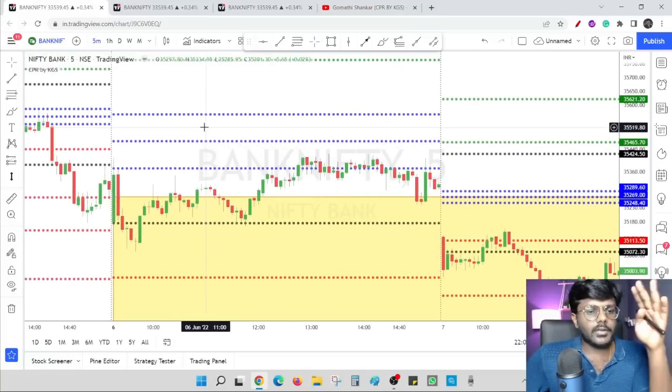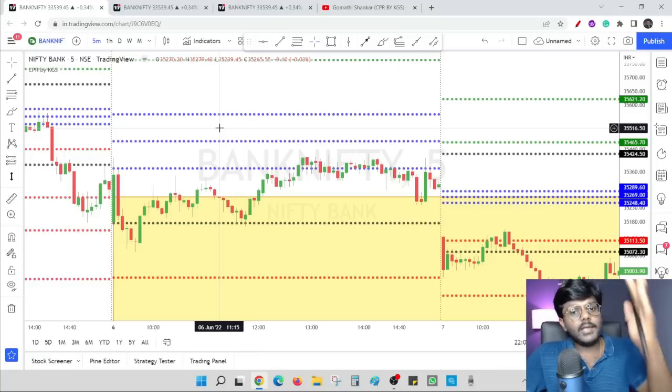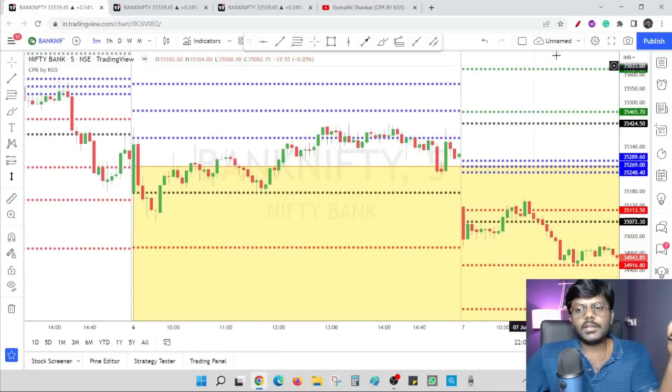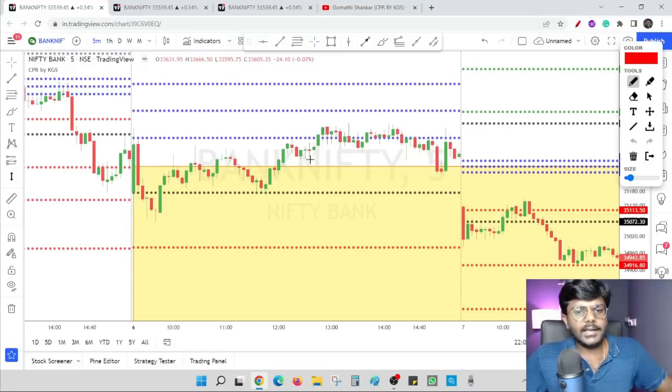Now on 6th of June, the prices are below daily CPR, so I will go for short position. Now what are the areas I will take a short position? I can clearly see this is previous day low and this is S1. The distance between previous day low and S1 is very big and the CPR is also very, very wide.